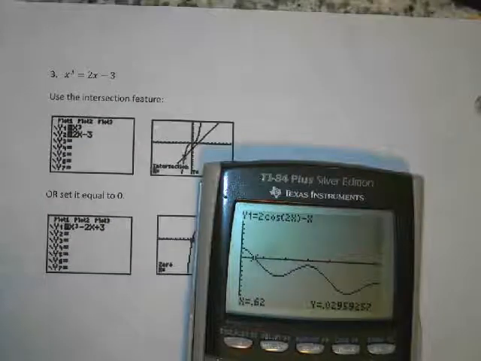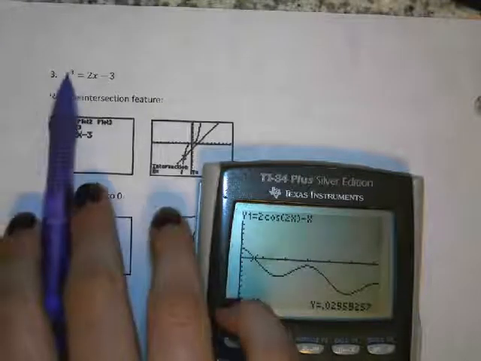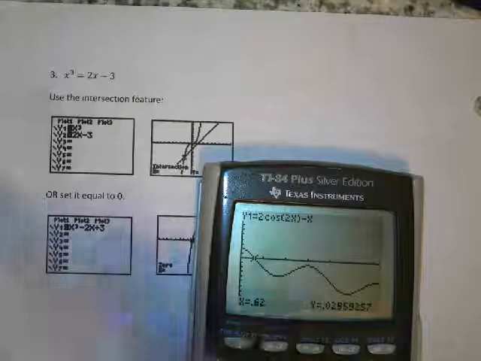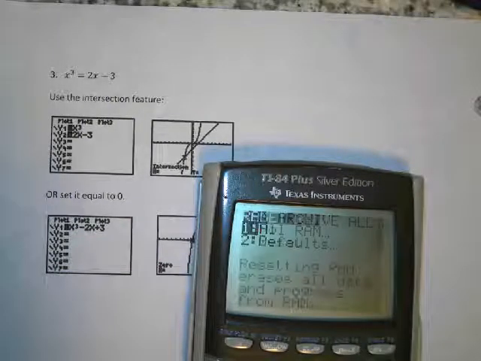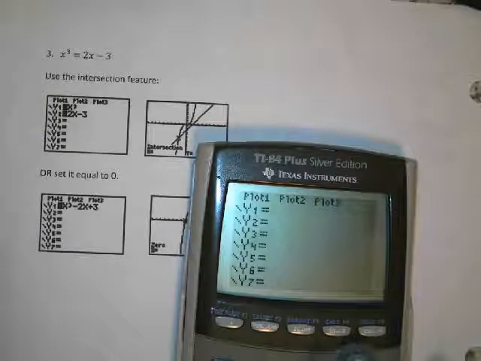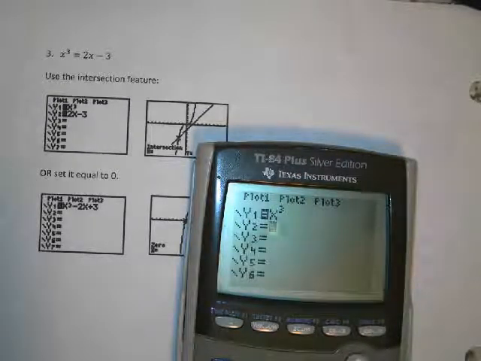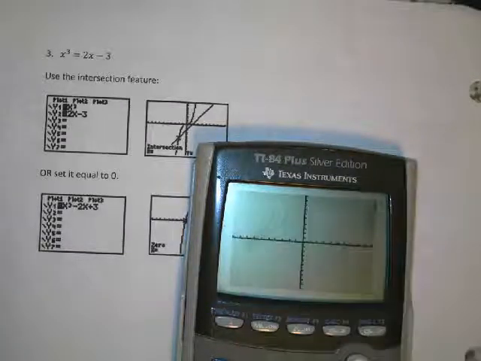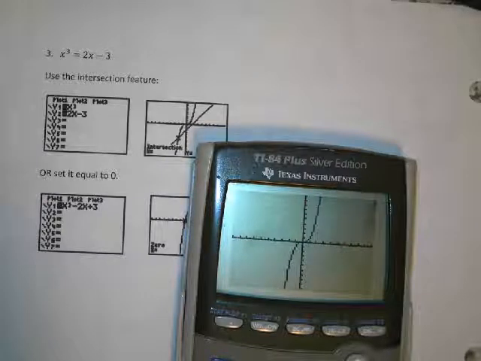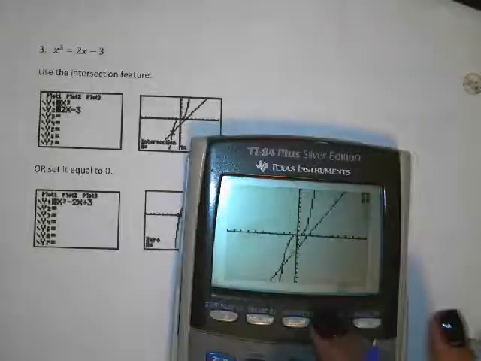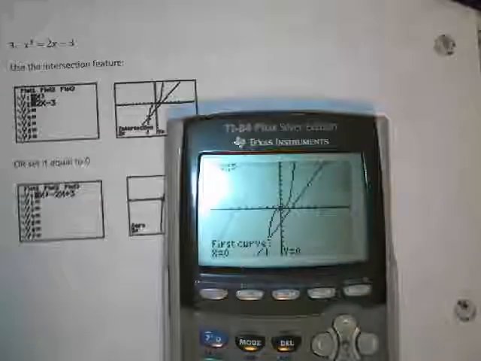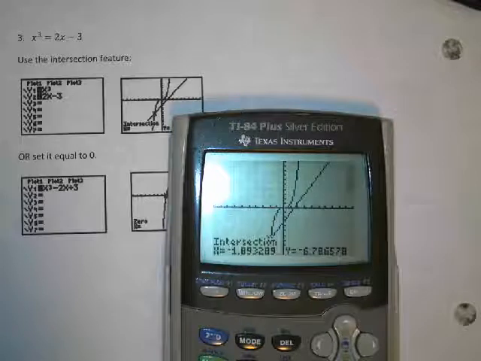Last, we want to make sure that we know how to solve equations. This is what I was getting at before: we can solve an equation by doing y1 for the left side and y2 for the right side and then finding their intersection. I'm going to go ahead and clear my calculator. So if I wanted to solve that equation, x to the third equals 2x minus 3, then I can just do second trace, number 5, enter, enter, enter. And the intersection, or the solution, would be x equals negative 1.893.